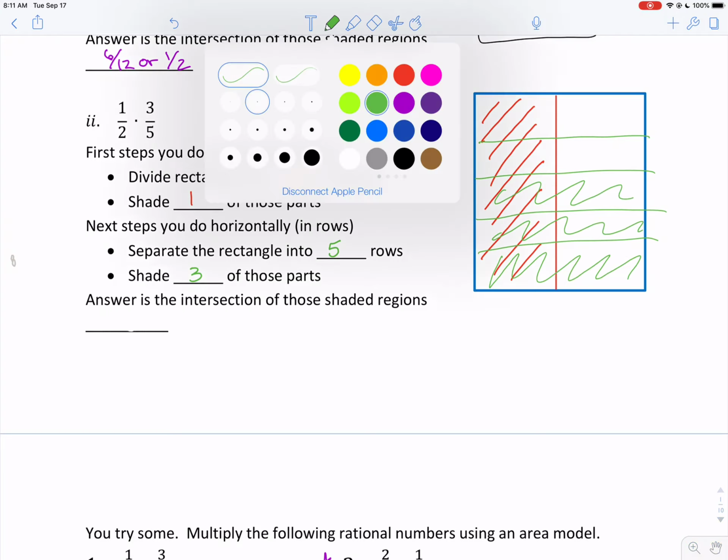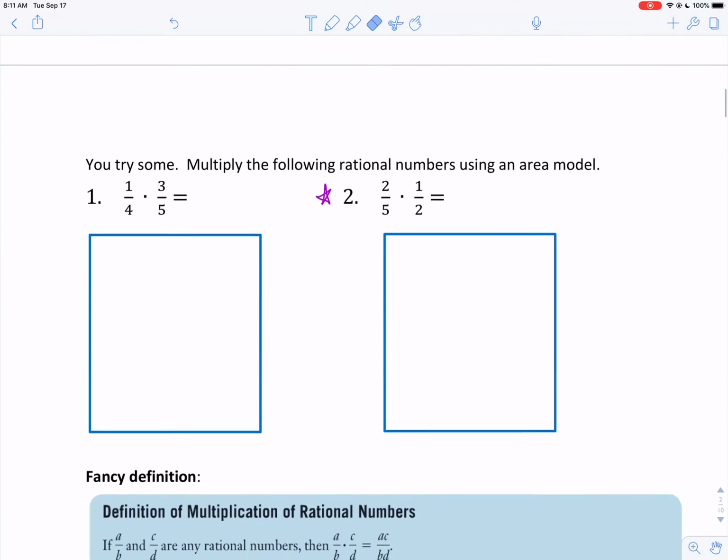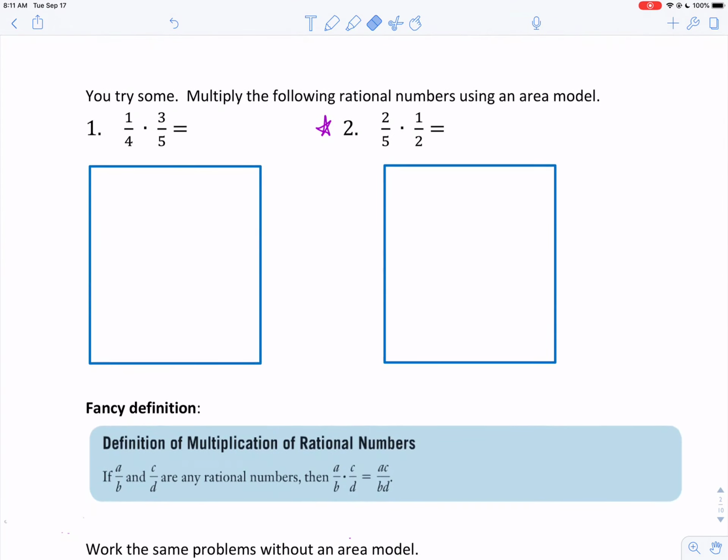Now let's look and see what the intersection is, where it's both green and red. So we have 1, 2, 3 out of our 10. So that's 3/10. So for class, I would like for you to do this one, 2/5 times 1/2.